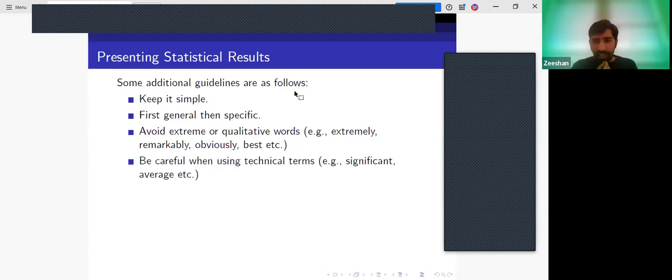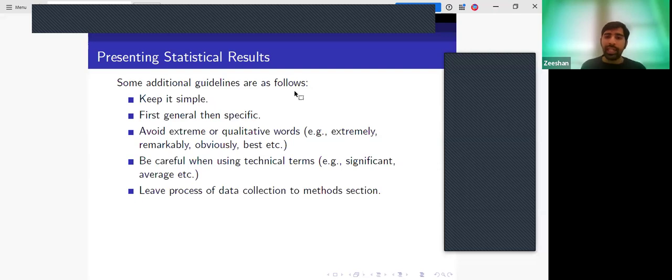Similarly, there are some technical words that we should avoid when we are going to report statistical results. For example, significant. Significant in English could be different from what it means in statistics, right? So try to avoid these kinds of words in your academic writing unless you are talking in the context of statistics, right? And the same goes for averages. There are multiple kinds of averages. Mean is an average, median is an average, so what kind of average are you going to talk about? You have to be very specific about that.